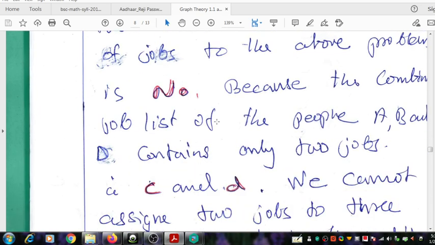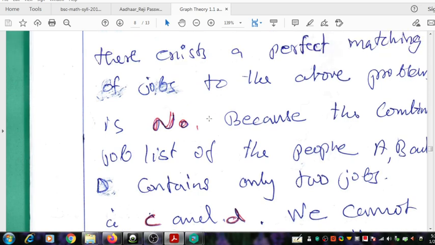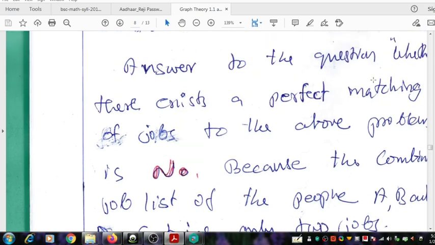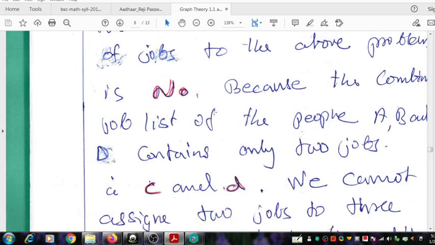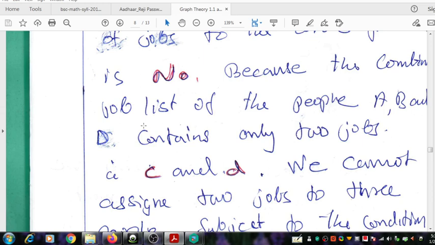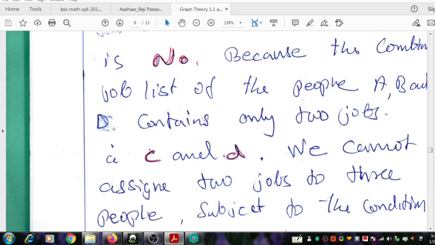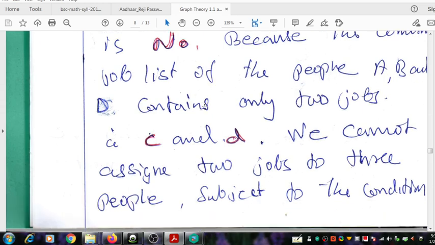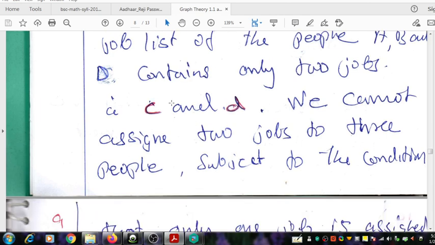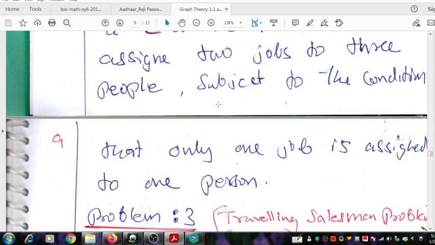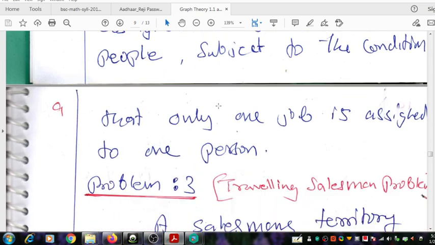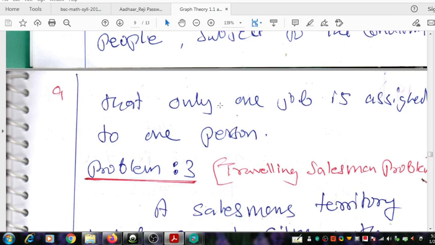The answer to the question whether there exists a perfect matching of the jobs to the above problem is no, because the combined job list of the people A, B and D contains only 2 jobs, and those jobs are C and D. We cannot assign 2 jobs to 3 people, subject to the condition that only 1 job is assigned to 1 person.